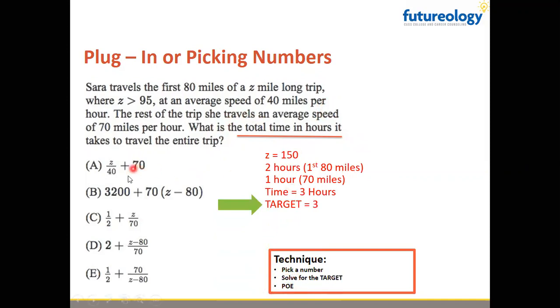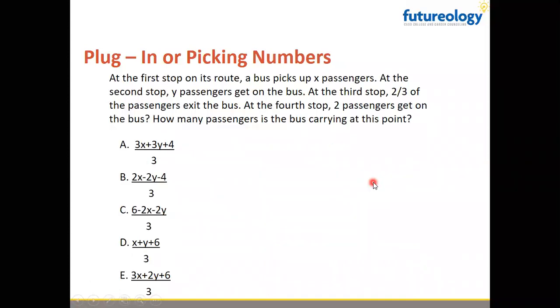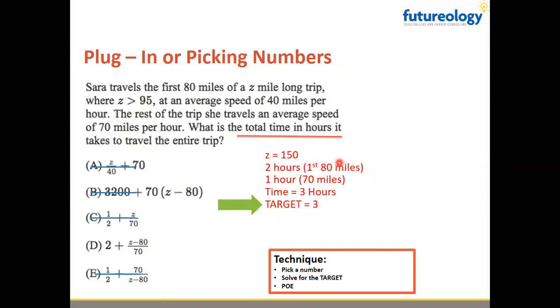So now we're looking for 3 when we plug in for Z, which is 150. So when we do that, it's not going to be A, it's not going to be B, it's not going to be C, and it's not going to be E. Whoop, it's going to be, let me go back, it's going to be D, okay? So some of you got that, fantastic.